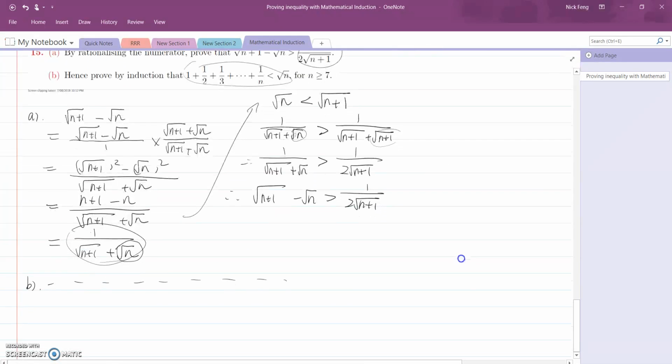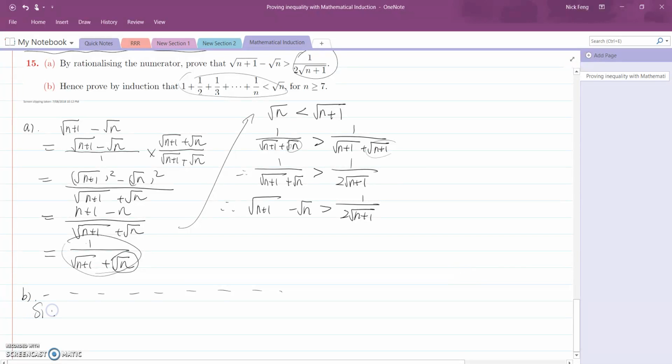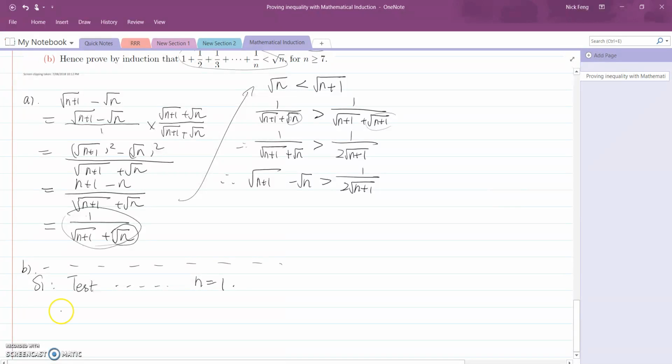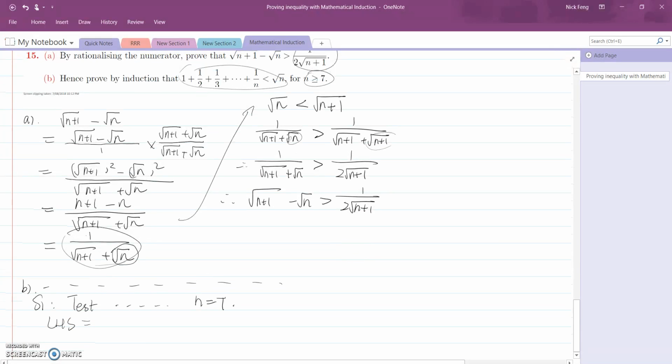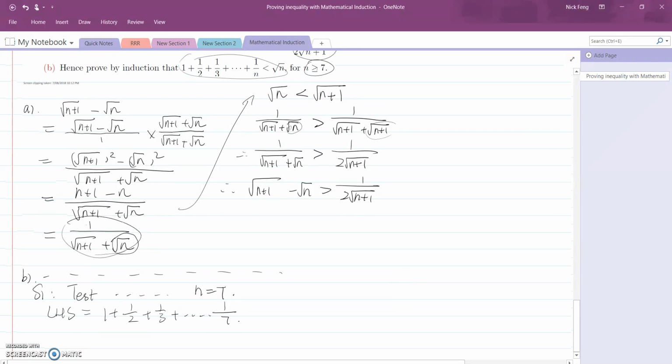Alright, so therefore, step 1. Now, test the statement is true for n equals 1. So left-hand side, sorry, 7, not 1. Left-hand side equals 2. Now, be careful. You need to add until 1 on 7, starting from 1. That's the major part. So it's 1 plus a half plus a third plus up to 1 on 7.